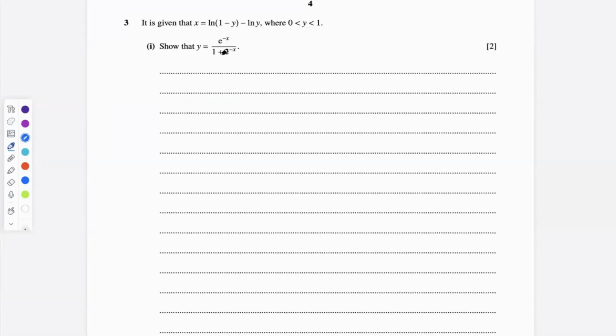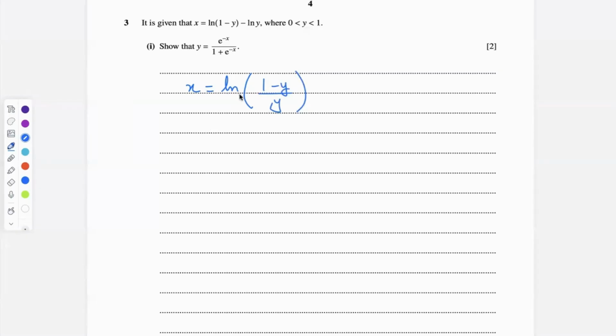In question 3, it is given that x equals ln of 1 minus y minus ln y. In part 1, we have to show that y equals e power minus x upon 1 plus e power minus x. Now, as in the question, we have to make y the subject. So as the original expression is x equals ln of 1 minus y minus ln y, as there is a negative sign, we can write this as ln of (1 minus y) upon y.